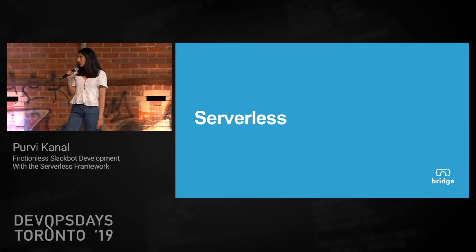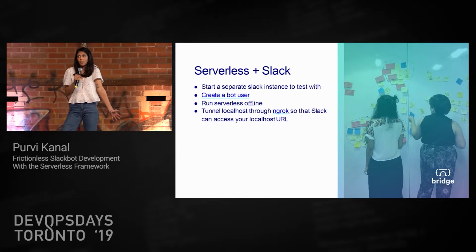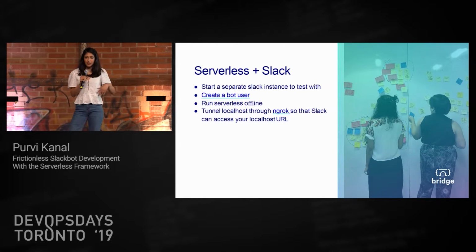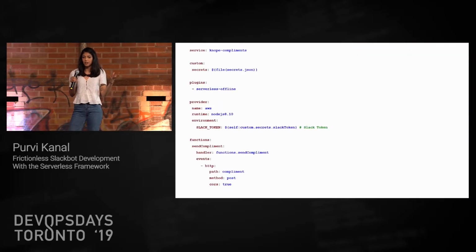So I decided to buy into the hype and look into serverless. There's a serverless framework on top of serverless architectures, which basically, every time you call an endpoint, it runs the code that you want to run. That's amazing. So I started a separate Slack instance to test with. I created a bot user for that. I integrated the serverless offline plugin, and I had to tunnel localhost through ngrok.